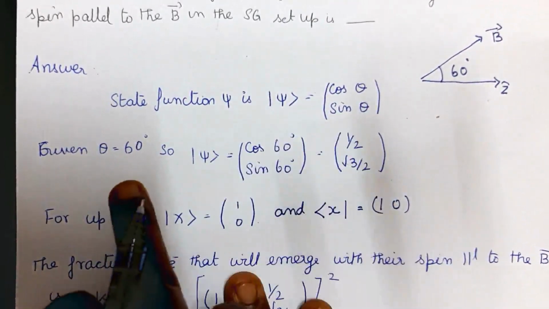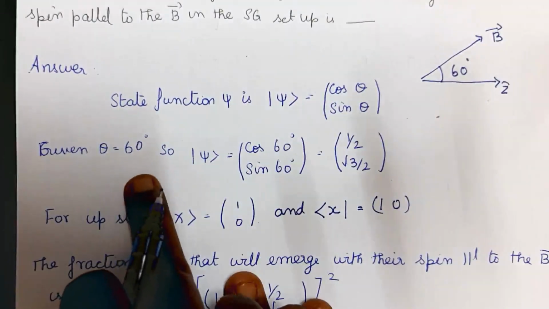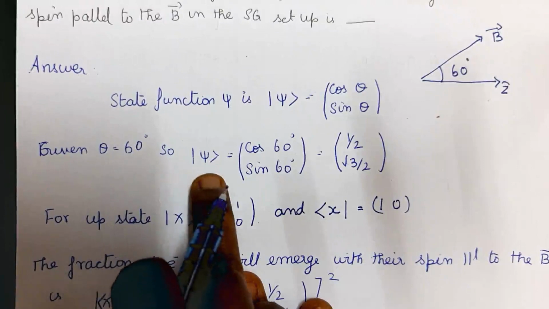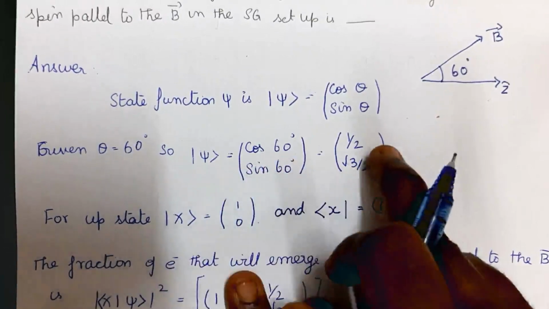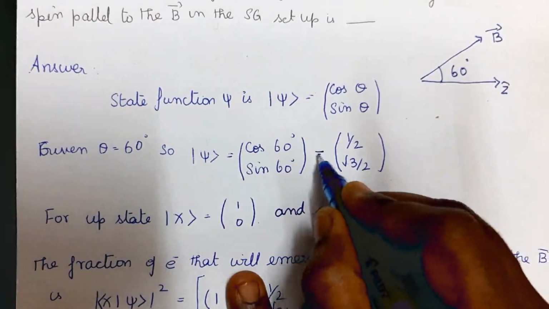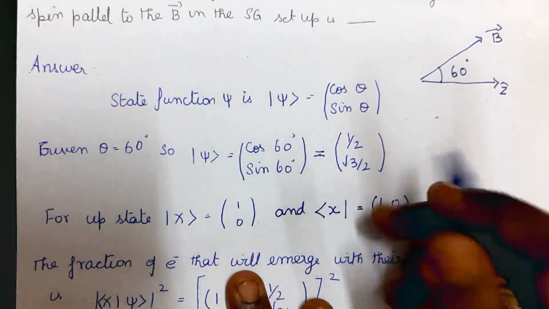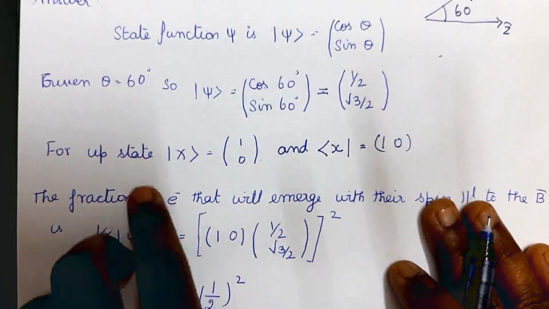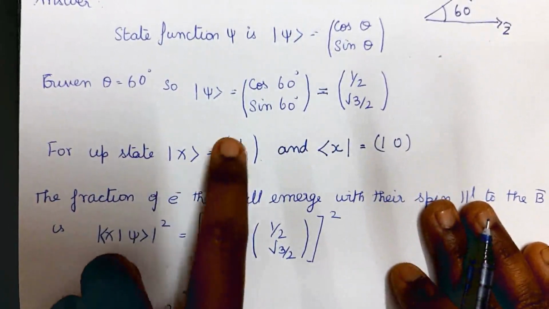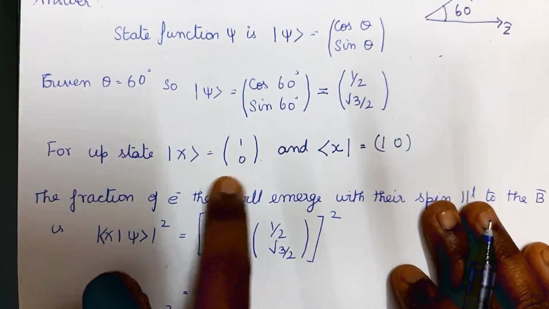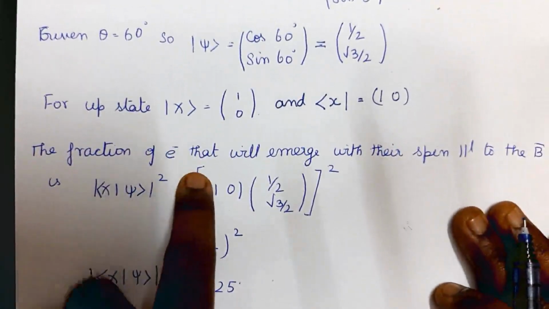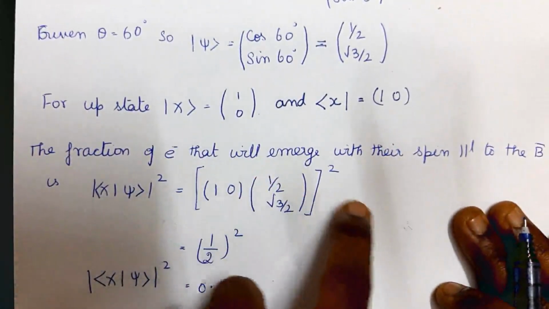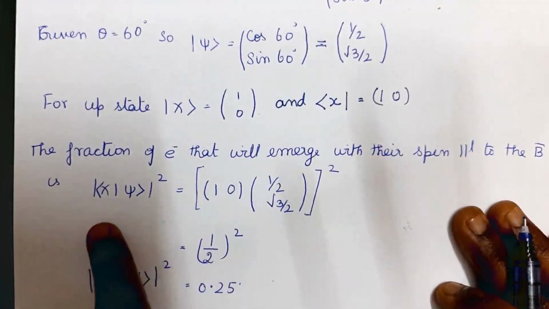Here in the question they have given theta as 60 degrees. Therefore psi is equal to cos 60 divided by sin 60, that is 1 by 2 and root 3 divided by 2. We know that for the spin up state the chi value is equal to 1, 0. So in the question they have asked us to find the fraction of electrons that will emerge with their spin parallel to the magnetic field.